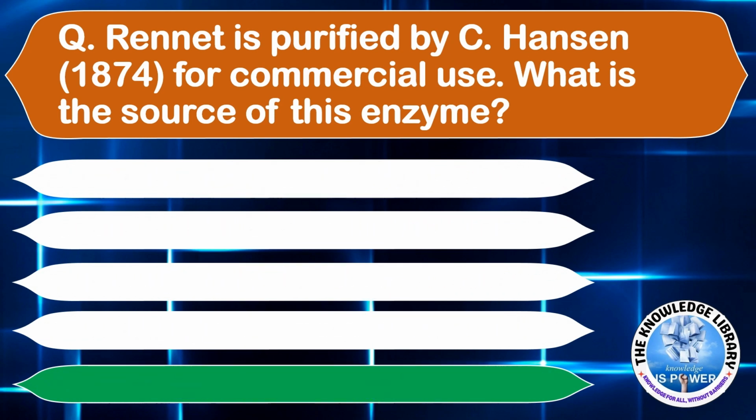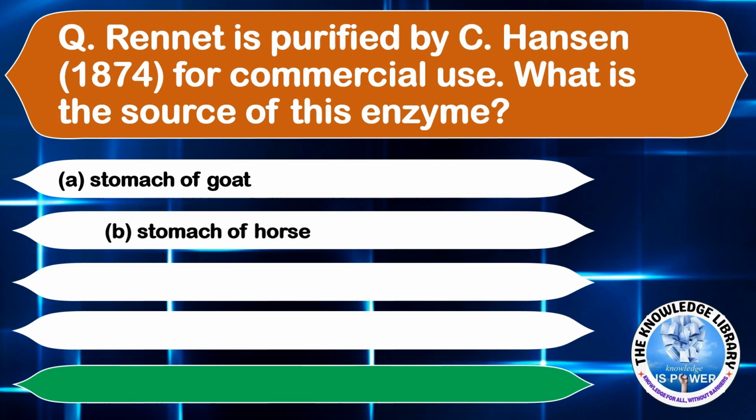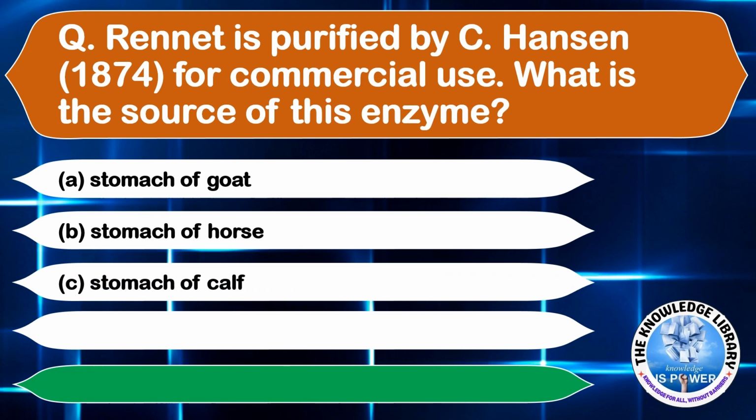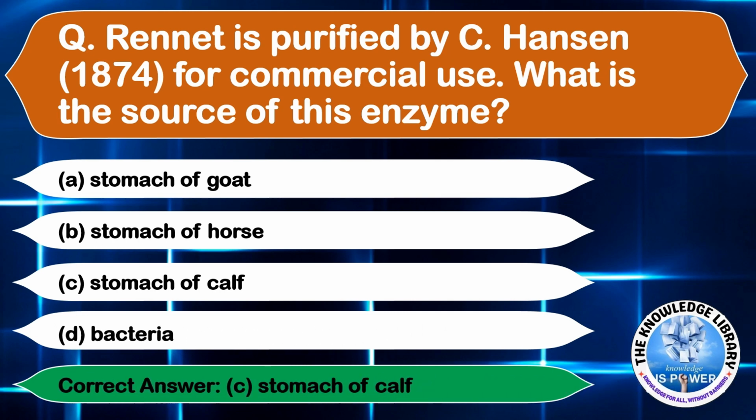Rennet is purified by Chr. Hansen for commercial use. What is the source of this enzyme? Option A, stomach of goat. Option B, stomach of horse. Option C, stomach of calf. And option D, bacteria. The correct answer is option C, stomach of calf. Moving on to the next question.